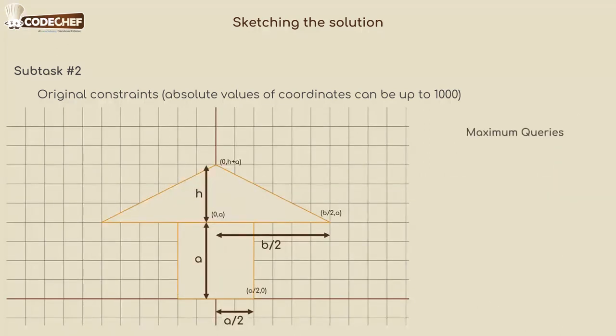So now calculating the maximum queries required for this approach, we can see for calculating a by 2 distance, we need at max log 1000 with the base 2 queries. Also for calculating b by 2, we need log 1000 with the base 2 queries. Similarly for s, we need log 1000 with the base 2 queries, giving us approximately 30 queries. So in 30 queries, we can find A, B and S. Finally, we can get the answer using the formula discussed previously.